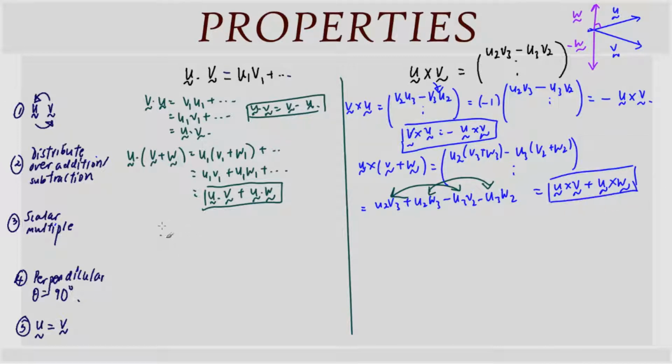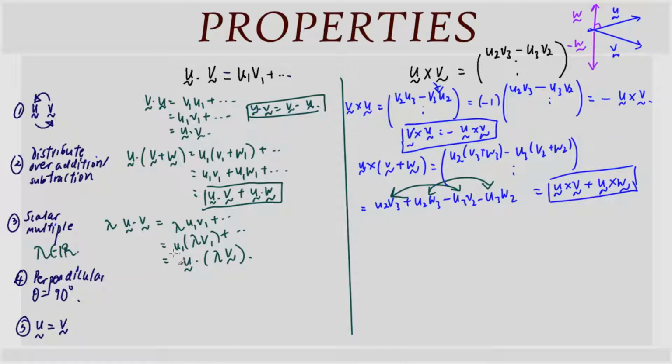So now on to the scalar multiple. We have the scalar multiple lambda, an element of the real numbers. So lambda u dot v is equal to lambda times u1 v1 plus so on and so forth, which is also equal to u1 times lambda v1 plus so on and so forth, which is also equal to u dot lambda v. So the scalar multiple can be given to v or u.